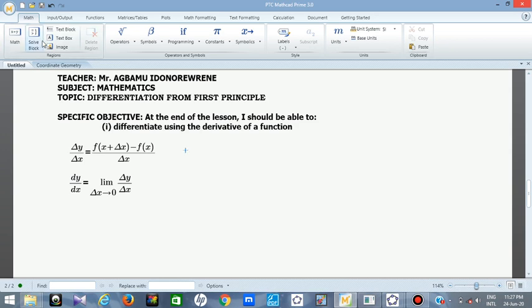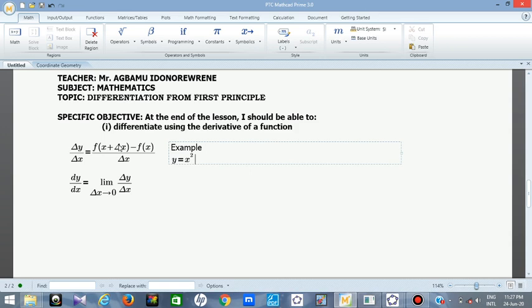Okay, let's look at this example. Let's see what we can do. Let's say we have a function y is equal to x squared. For example, let's start with this simple one. Remember, this is a function. Then what are we going to do? We want to solve it from first principle.